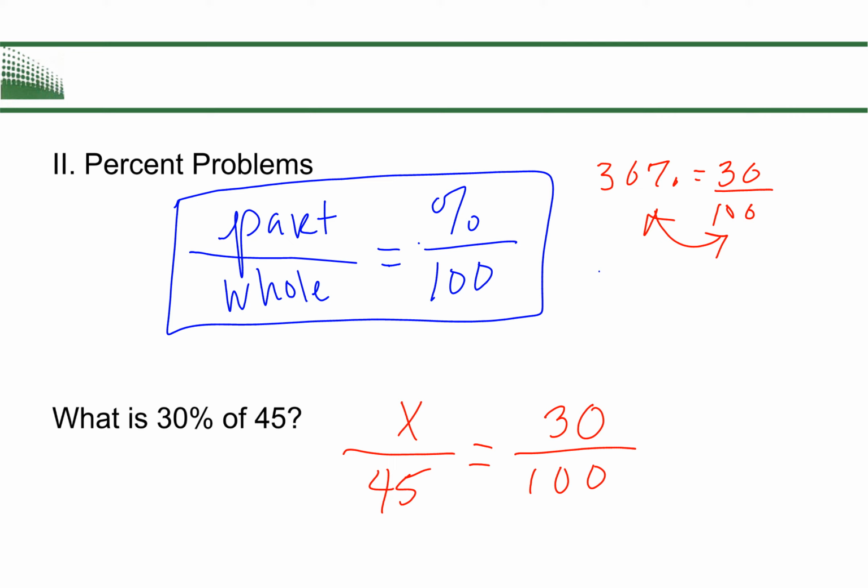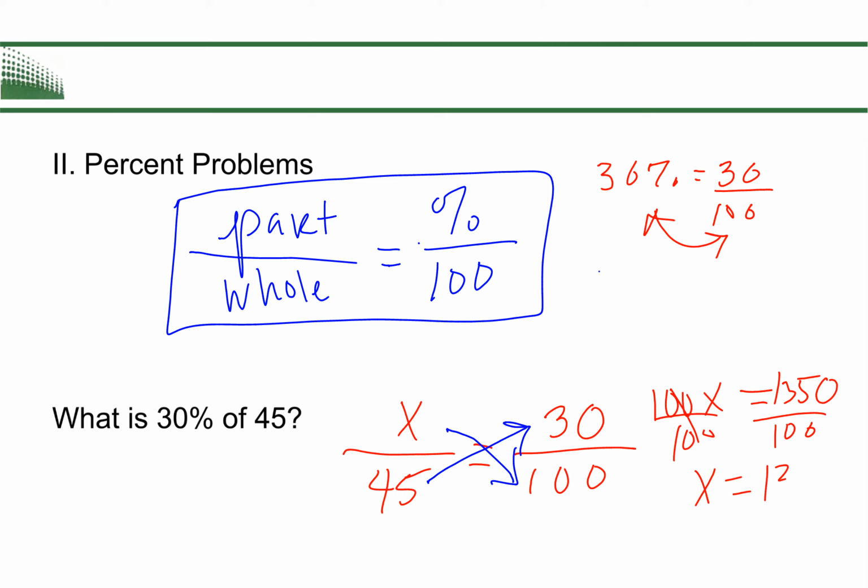I'm going to cross multiply, or sometimes they call it butterfly. X times 100 would be 100X, equal to, and then I cross multiply the other way, 45 times 30. You grab your handy dandy calculator, and 45 times 30 is 1350. Then let me divide both sides by 100 in order to get X by itself. I divide both sides by 100 and I get X to be 13.5.